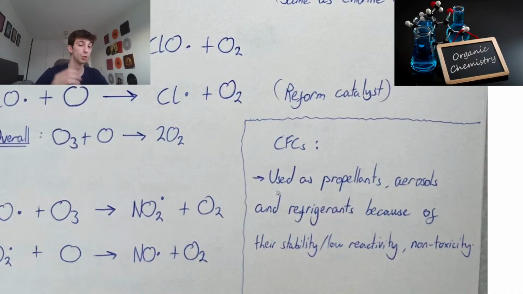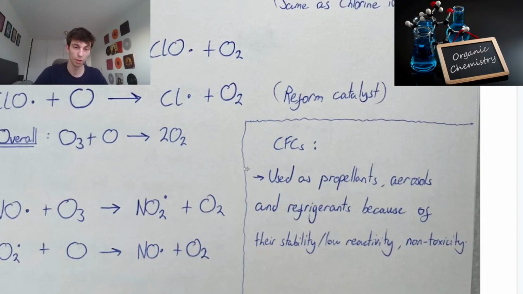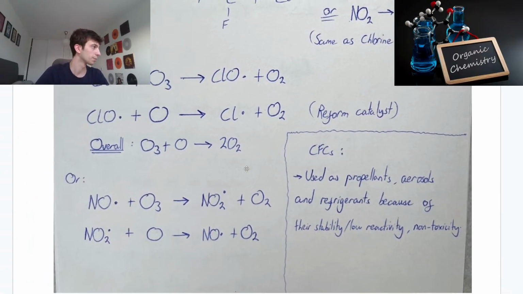They may ask you some uses of CFCs. Normally it'll only be one or two, but you should know that they're used as propellants, aerosols, refrigerants. Why? Because of their stability and low reactivity, and they're non-toxic. This is a very key thing to know. Could be a cheeky one marker. And as we know in organic chemistry, I believe it was 92 or 93 for an A star last year. So definitely an important thing to know. You need to get every mark you can.